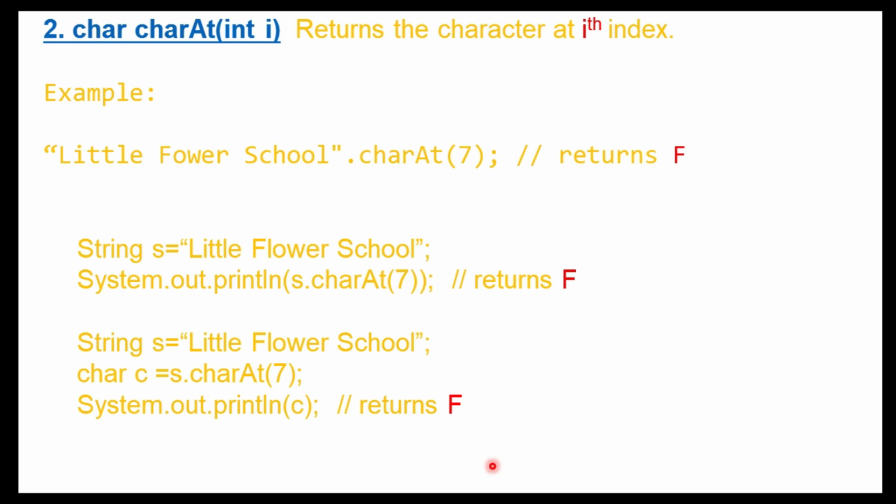Now we are going to see the second function, that is charAt. I have written here char, so you now know the return type of this function is character type. What is the return type of this function? Character type. Now let us see the definition. It returns the character at the ith index. I have given here the ith index position, and the character which is present there will be returned. This function will return only one character.